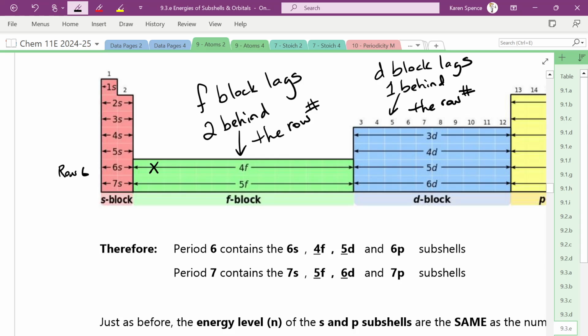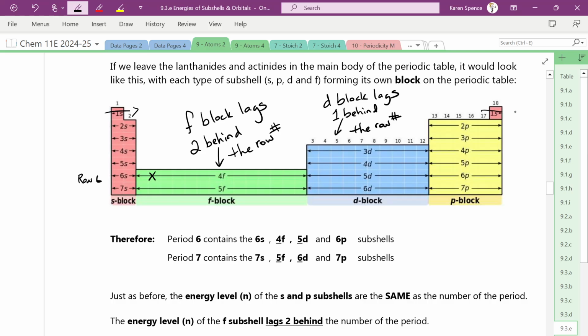here, right? We would say, okay, this is going to be a big long one. I have 1s and it's filled with 2 electrons. So I would have 1s2, 2s filled with 2. How many fills the 2p? 6. 2p6.